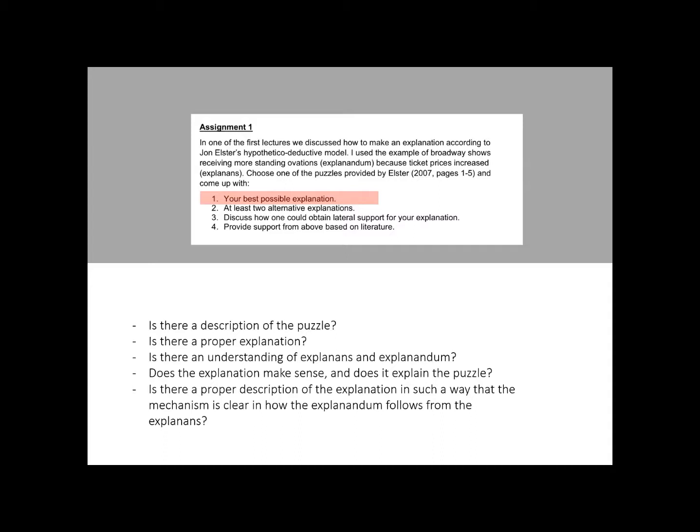Then, is there a proper description of the explanation in such a way that the mechanism is clear in how the explanandum follows from the explanans? How do we get from the one to the other? That's the difference to the Hempel-Oppenheim schema, where we just have the covering law, the explanandum and the explanans. But now it's about whether there is a mechanism for how we get from the one to the other. Why is it the case that India gets fewer gold medals than Ireland, for example? What is the mechanism? What is the story? Mechanism, as I said earlier, can be speculation. It's really giving a plausible story about how we get from the one to the other.